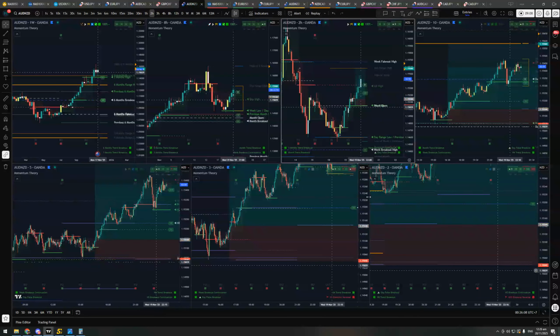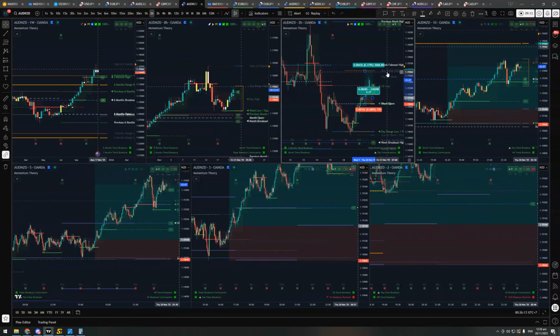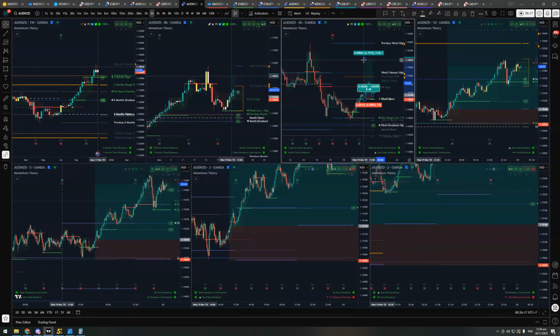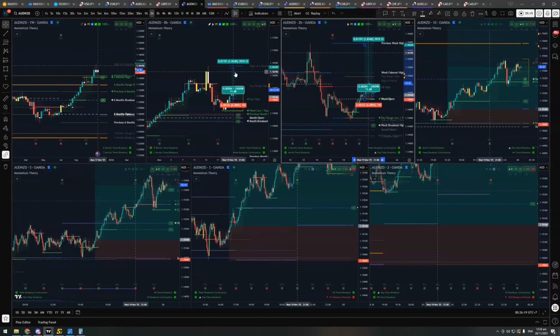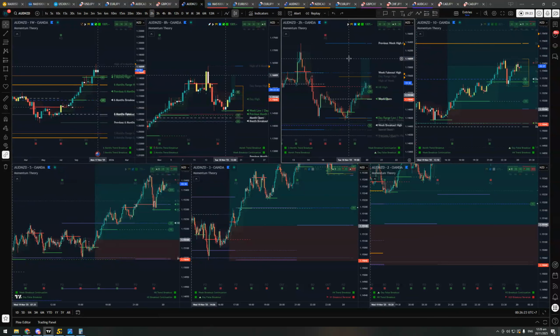So again, not going to hold it overnight, but would have liked to hold it up to this range level, fake out level, and then final target would be high of the month. But happy with this and done.